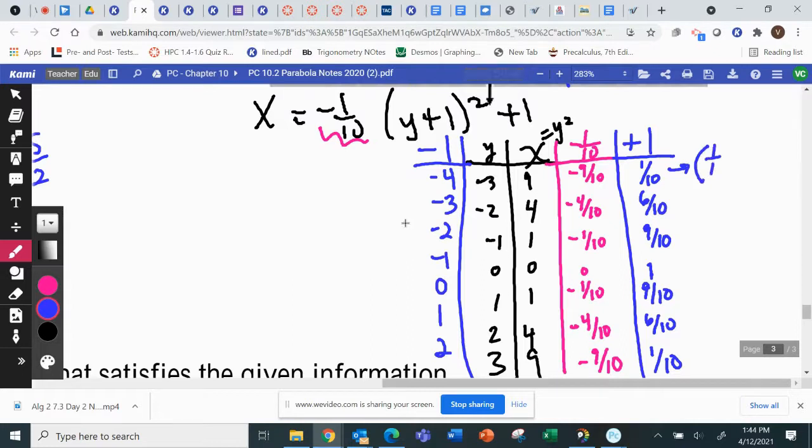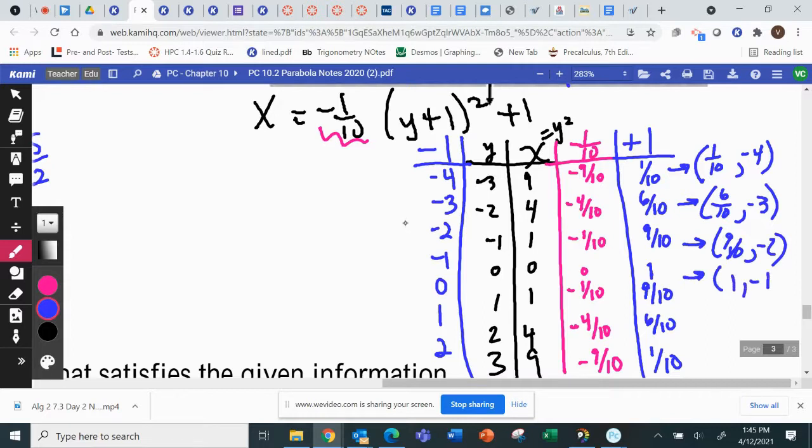I have to remember I'm plotting 1/10, -4. I'm plotting 6/10, -3. 9/10, -2. And then my center is at 1, -1. My vertex is at 1, -1. That one I've already plotted. But I just want to make sure you see how that was at 1, -1, how we have to kind of plot it opposite. And then the other 3, I'll plot those as well. They're exactly the same as the ones up there with different x values or y values.